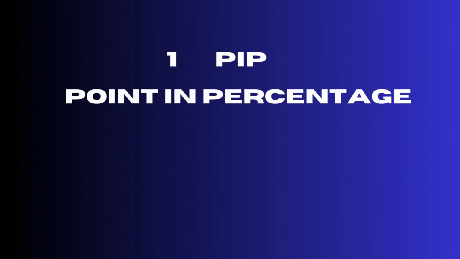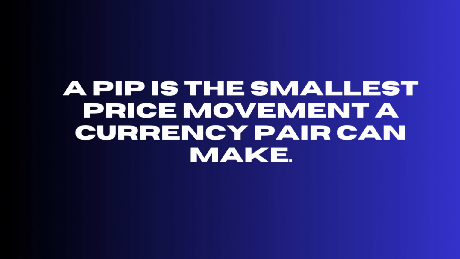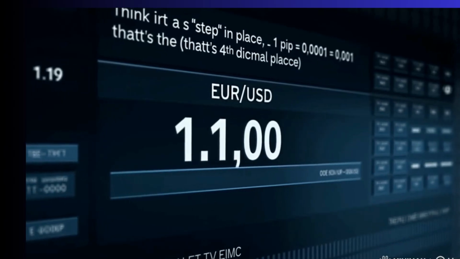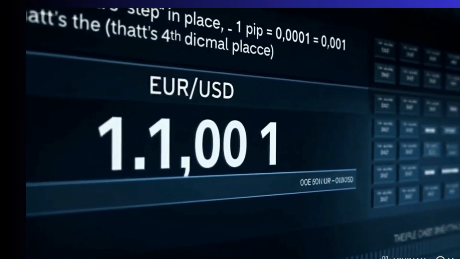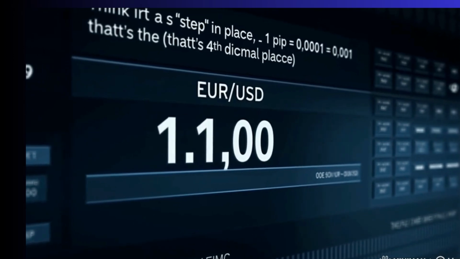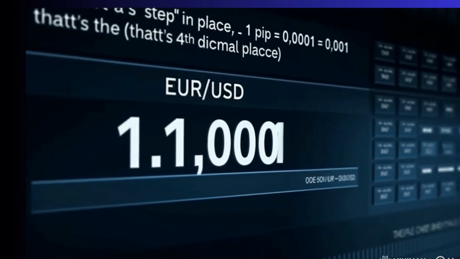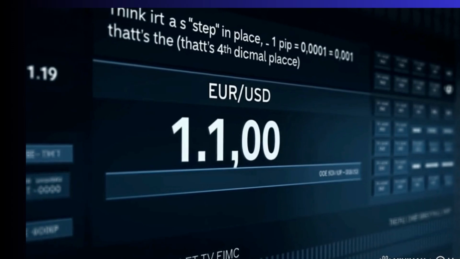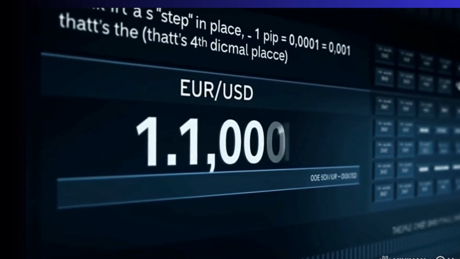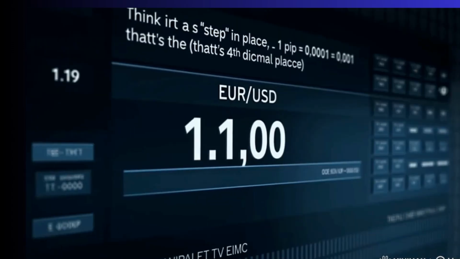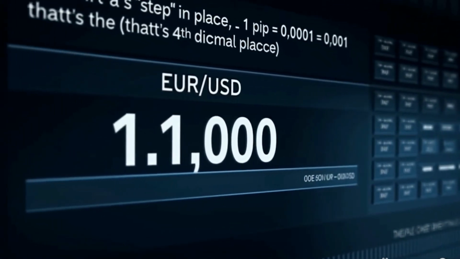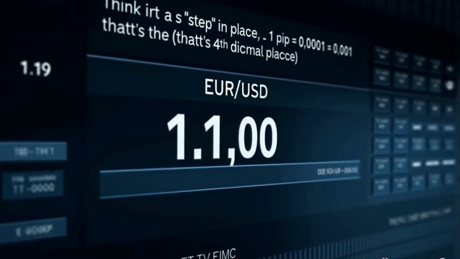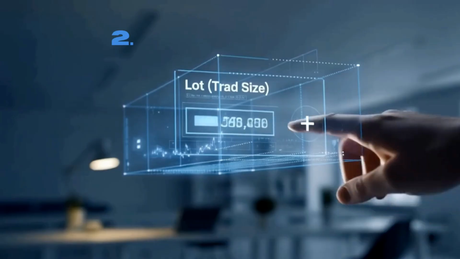1. PIP, point in percentage. What it is. A PIP is the smallest price movement a currency pair can make. Think of it as a step in price. For most currency pairs, 1 pip equals 0.0001, that's the fourth decimal place. For example, if euro to US dollar moves from 1.1000 to 1.1001, that's a movement of 1 pip. Why it matters? It's how we measure profit or loss. The more pips you gain, the more money you can make or lose.